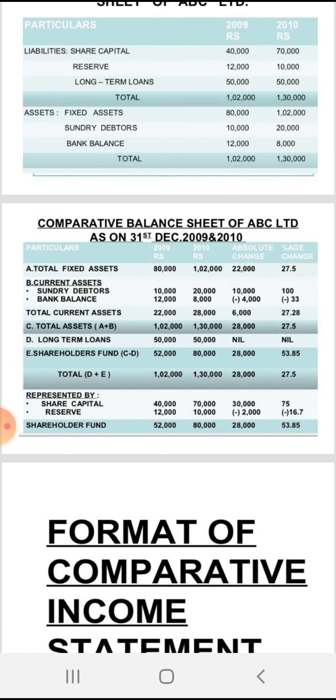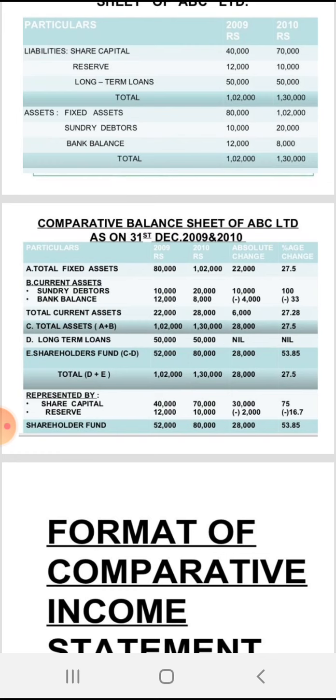The total of current assets is 22,000 and 28,000. The difference is 6,000. 6,000 divided by 22,000 into 100. The percentage change is 27.28. Then the total assets, that we will calculate A plus B, that is 1,02,000, 1,30,000. The difference is 28,000. Percentage will be 28,000 divided by 1,02,000 into 100. Long term loans are 50,000 and next year it is 50,000. The answer is nil. Then shareholders fund we will do C minus D, that is 52,000, 80,000. The difference is 28,000. The percentage change is 28,000 divided by 52,000 into 100, 53.85.